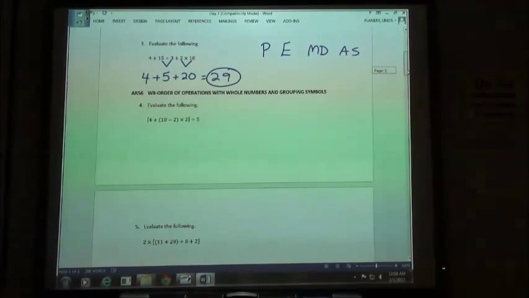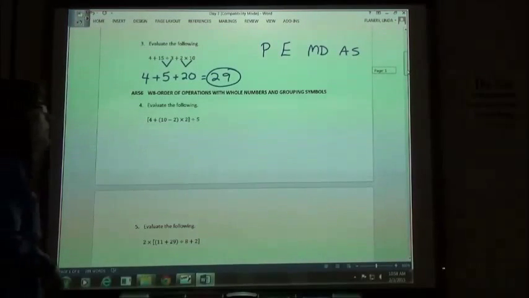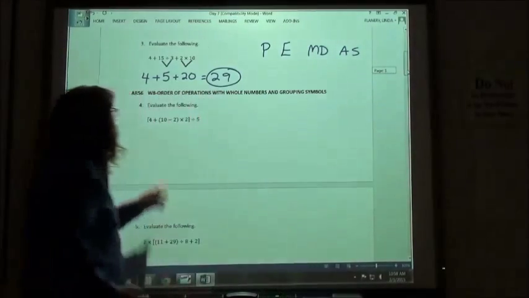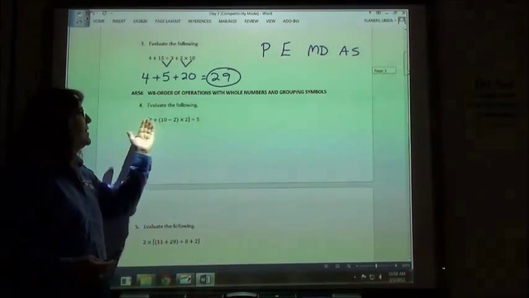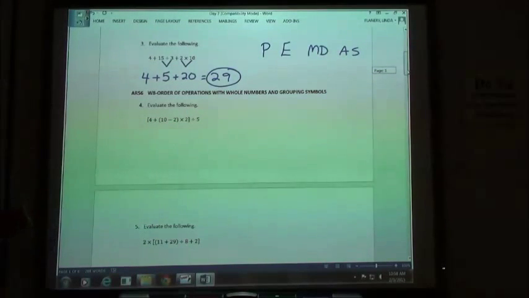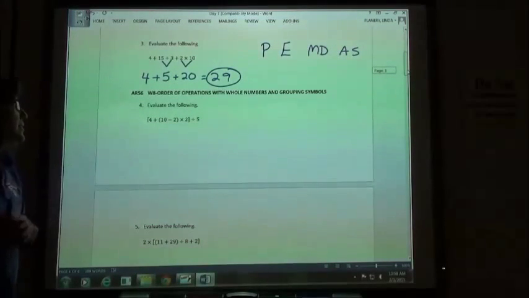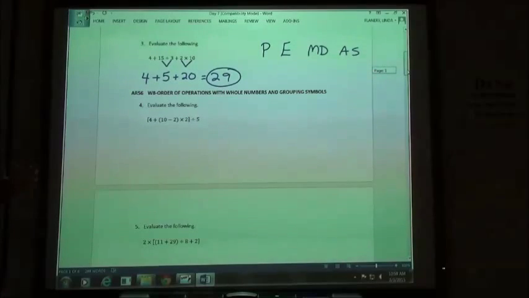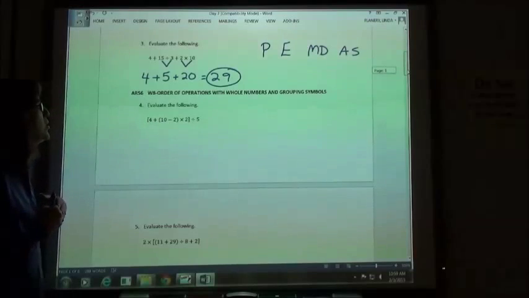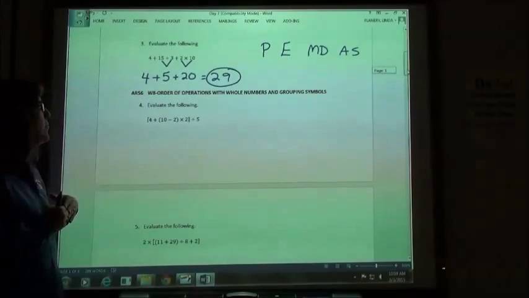Number 4, 5, and 6, we're still going to follow the order of operations, but now they're throwing in the grouping symbols, the parentheses. Now here, brackets and parentheses count as the same thing. On your calculator, you do use the parentheses for a bracket, but just to differentiate, when they type it up, they use a bracket. Well, you always want to start in the inside most set of parentheses.